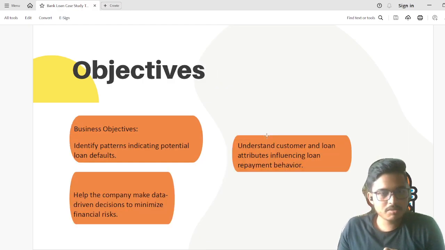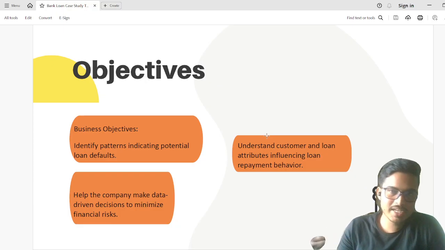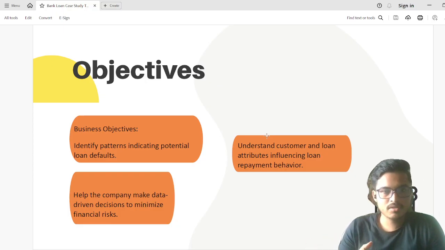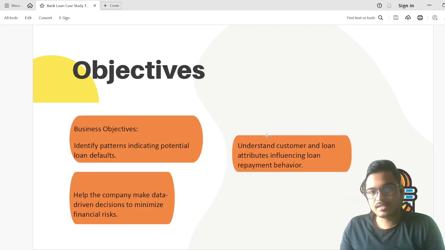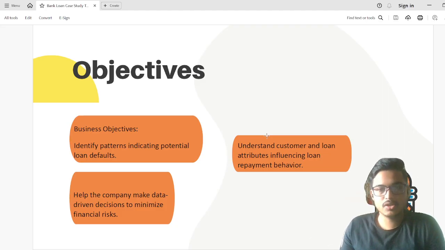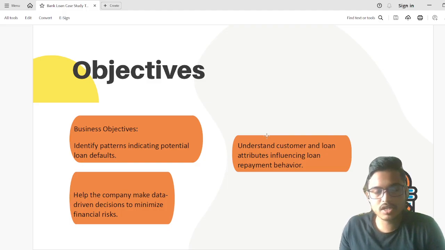So there are three objectives. First, identifying the patterns that indicate potential loan defaults. The second is to help the company make data-driven decisions to minimize financial risk. And the third is understanding the customer and loan attributes influencing loan repayment behavior.